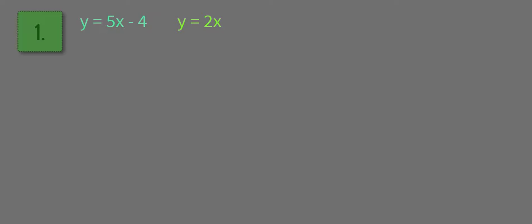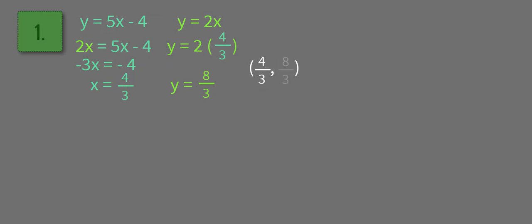So 2x equals 5x minus 4. Subtract 5x from both sides, negative 3x equals negative 4, so x equals 4/3. And then substitute that into our second equation, y equals 2 times 4/3, so y equals 8/3. So our solution is (4/3, 8/3).